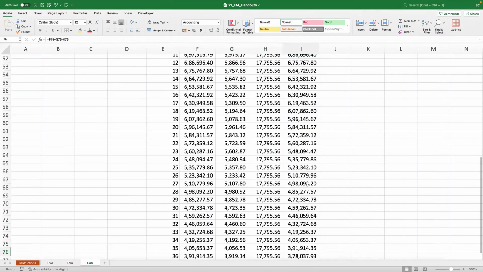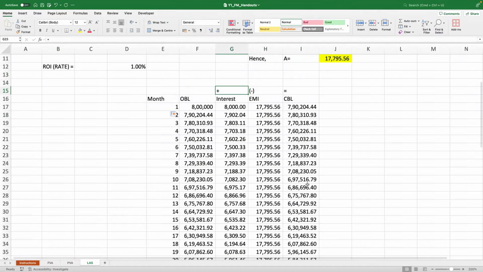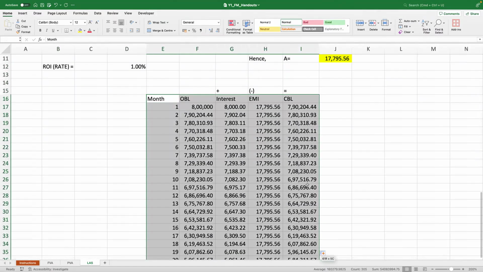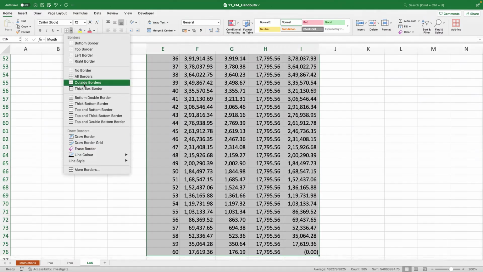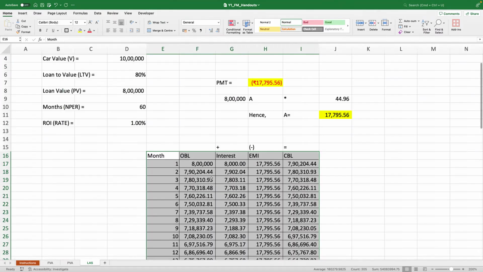And how do you know that your answer is right? The last value is zero. If the last value is zero, it means that the loan has been amortized in full. Nothing remains. So loan has been paid in full. And what does this become? This statement that you see here, what does it become? This is your loan amortization schedule or loan amortization statement.